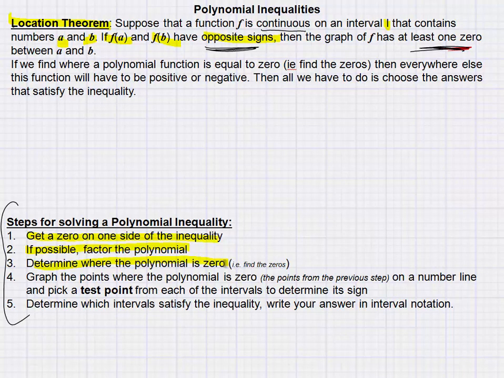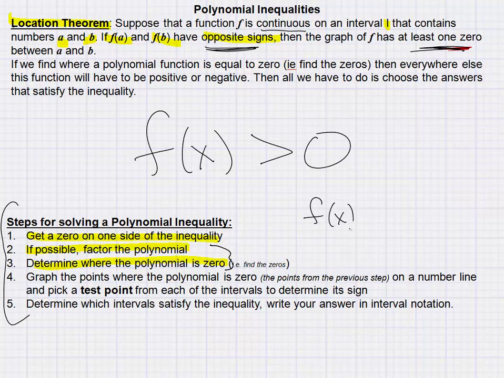So if we have some polynomial f of x, say greater than or less than 0, we're trying to find the solutions for which the polynomial is greater than 0. Well, in these two steps here, we're going to figure out where the polynomial is equal to 0. If we figure out where the polynomial is equal to 0, then that means everywhere else it's either greater than 0 or less than 0, and we're going to be looking for the greater than 0 ones.